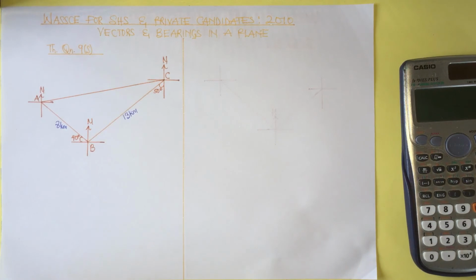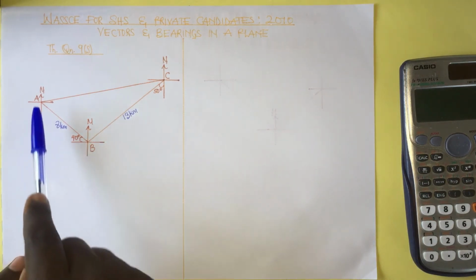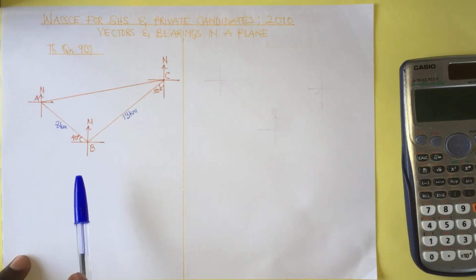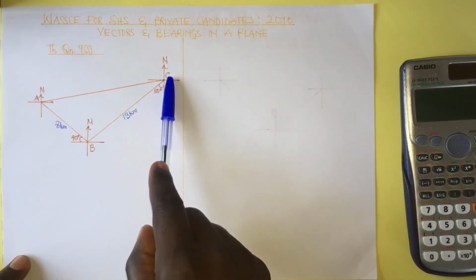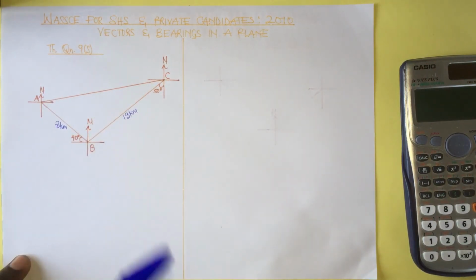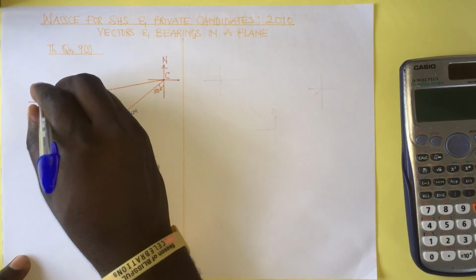Calculate, correct to three significant figures: A, the distance AC. B, the bearing of C from A. Then, let me indicate that one.